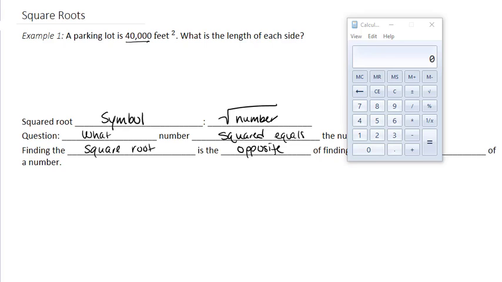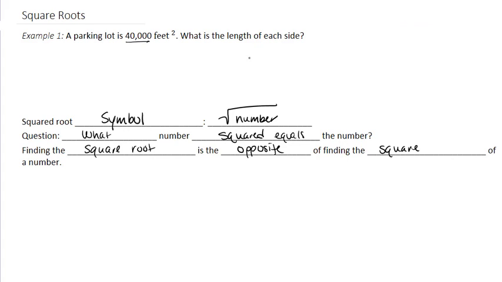So how we do this is we're going to put in 40,000. So we have 40,000 on our calculator, and then on the top right we see this square root symbol. So we're going to go ahead and click on it, and when we do that, it takes the square root, which is SQRT, and we get 200. So the length of one side is then 200 feet.